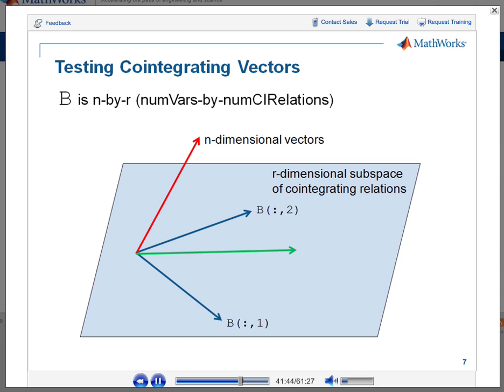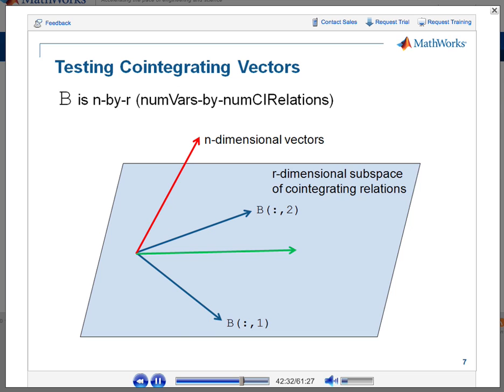So it may be that you run this test, you get estimates for the cointegrating relationships, but they're hard to interpret in terms of, say, the economic situation that you're trying to model. So you might want to ask the question, is there another cointegrating vector that actually makes sense based on economic theory that lies within the subspace that's been identified by the Johansen test? So I've just indicated two other n-dimensional vectors here, one in green that does lie in the subspace spanned by our cointegrating vectors, and one that does not. And that's the kind of thing that jcontest looks at.